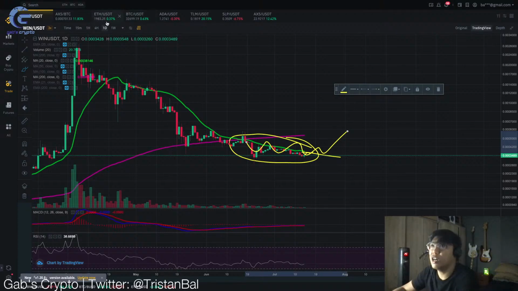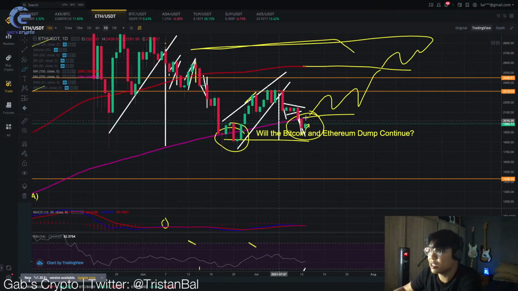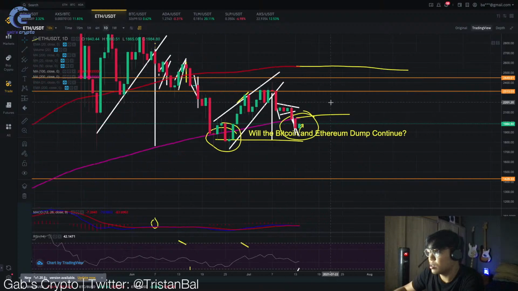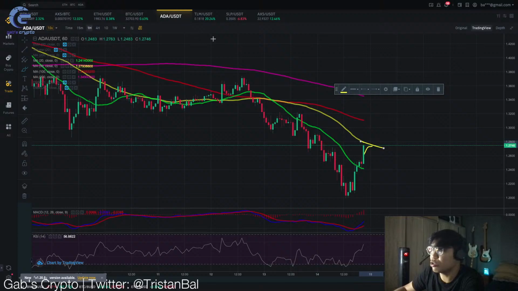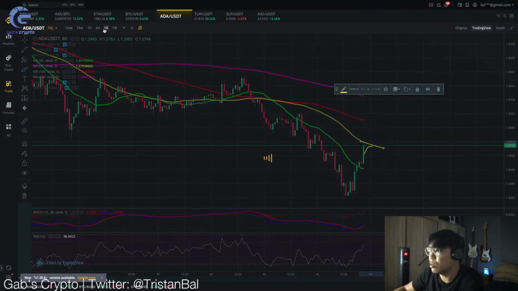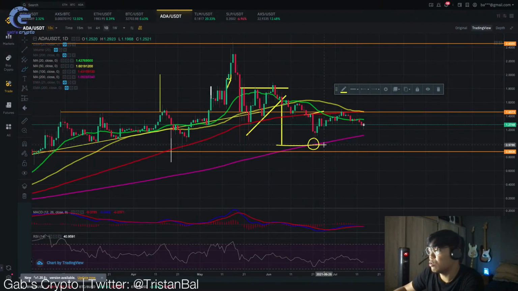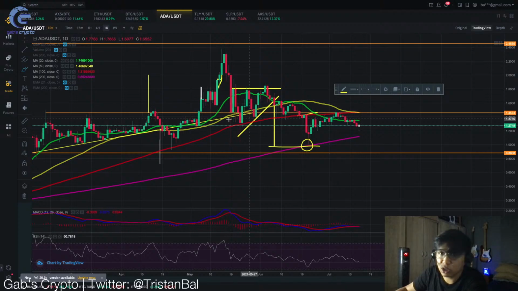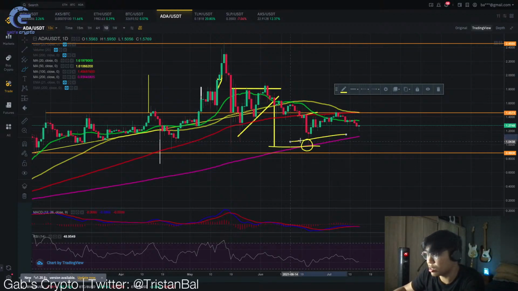Pero tingnan nyo to, ang healthy actually ng Ethereum kasi si Ethereum, despite of having some major dumps, we are still actually staying above the 200 moving average. Same goes with Cardano. Actually, kay Cardano, above the 200 moving average pa tayo. Oh, ayan oh. So sobrang healthy. Actually, ang pinaka-healthy dito si Cardano. So if I were you, I would be investing more in Cardano other than any other altcoins.